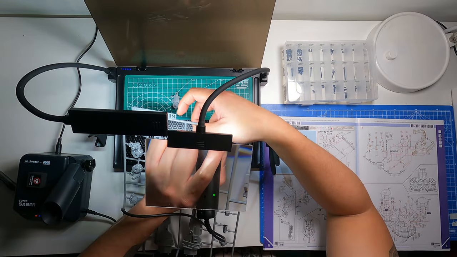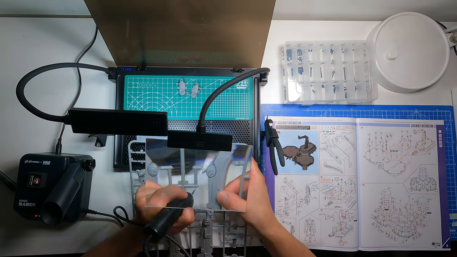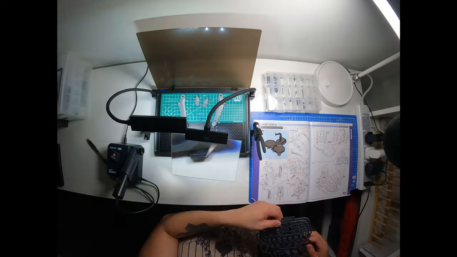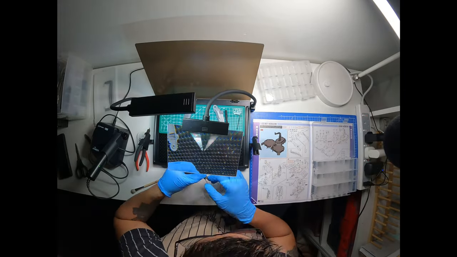Number 1 tip, put all the screws, nuts, circuits, and magnets into a divided container. After that, put a label on each of them.